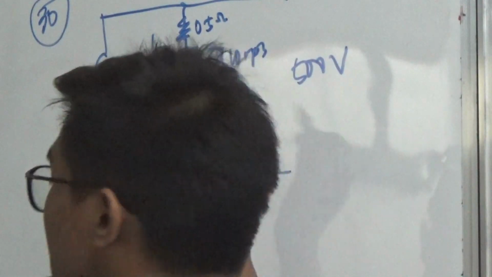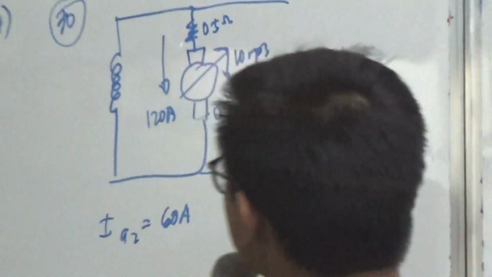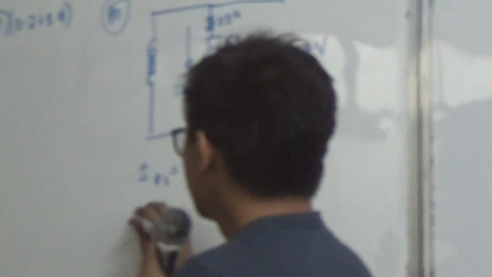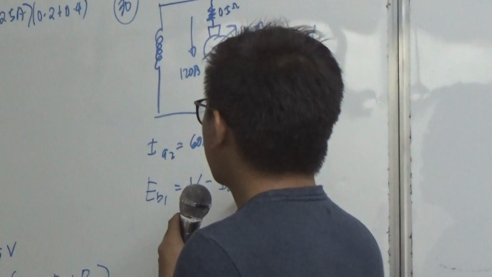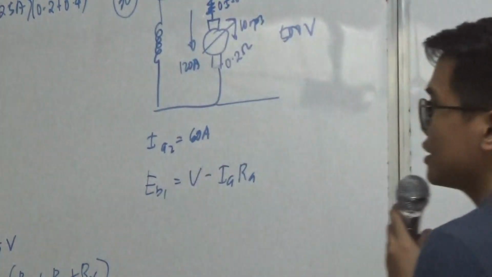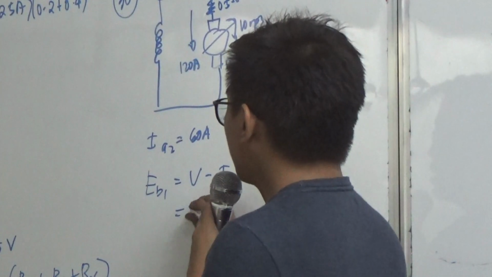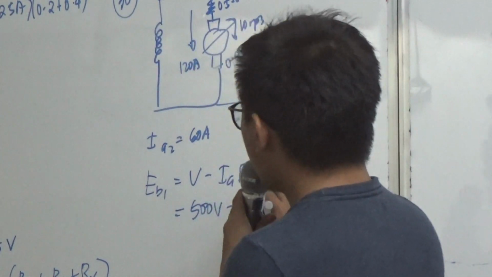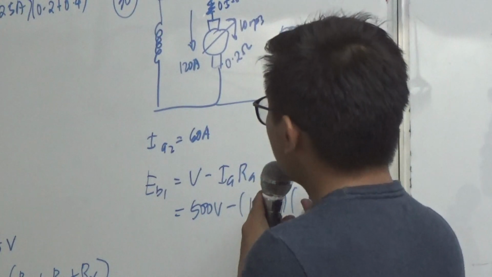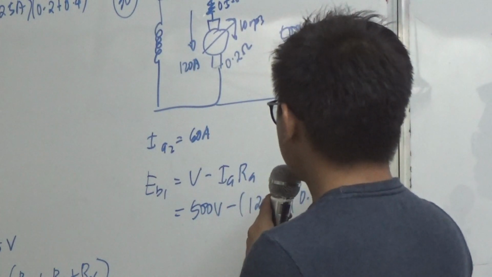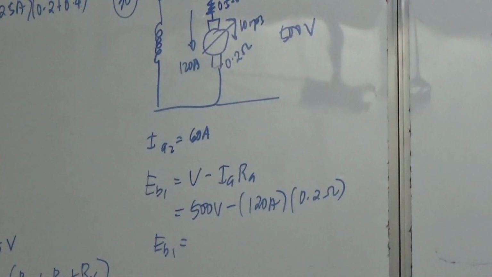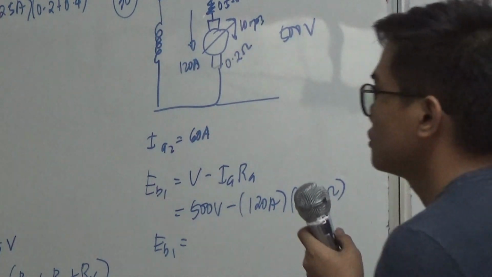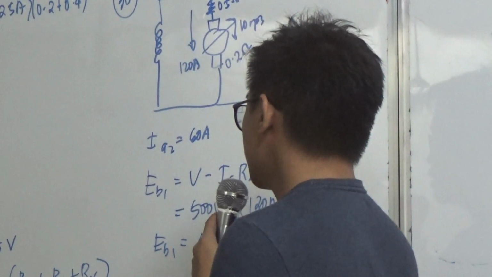So una, kunin mo natin yung back EMF ng first condition. So EB1 is equals to the volts minus IA RA. Wala pa yung resistance na additional. So 500 volts minus the current of 120 amps multiplied by the resistance of 0.2 ohms. So EB1 is equals to 476 volts.